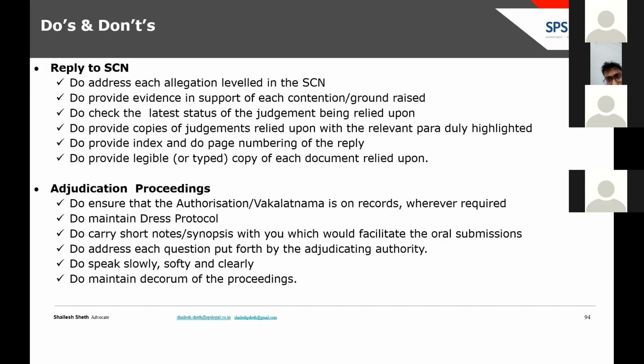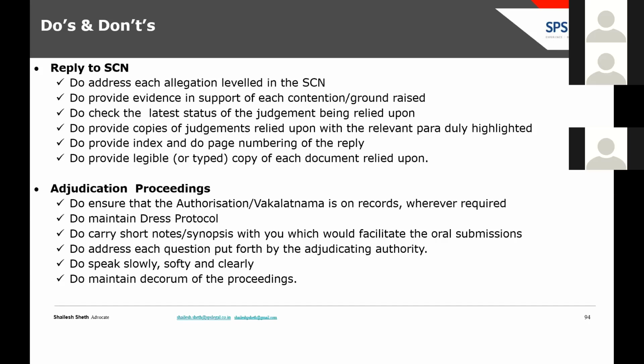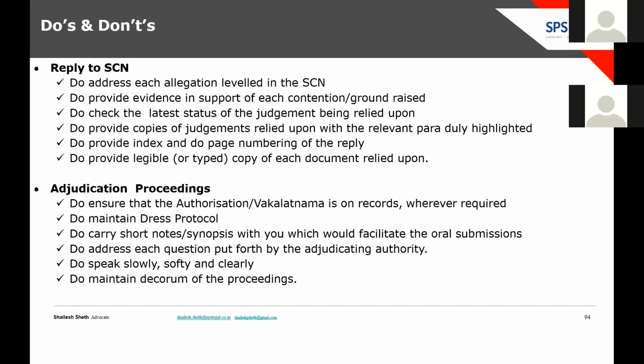Maintain a dress protocol. I always avoid going into very, very casual dress, t-shirt, and even in the virtual hearing, please see that one is not sitting in short pants and arguing just because my face is visible. Decorum and nicety should always be maintained. We have some three or four cases where seniors have been caught in their short pants. That's a different matter. Please maintain dress protocol.